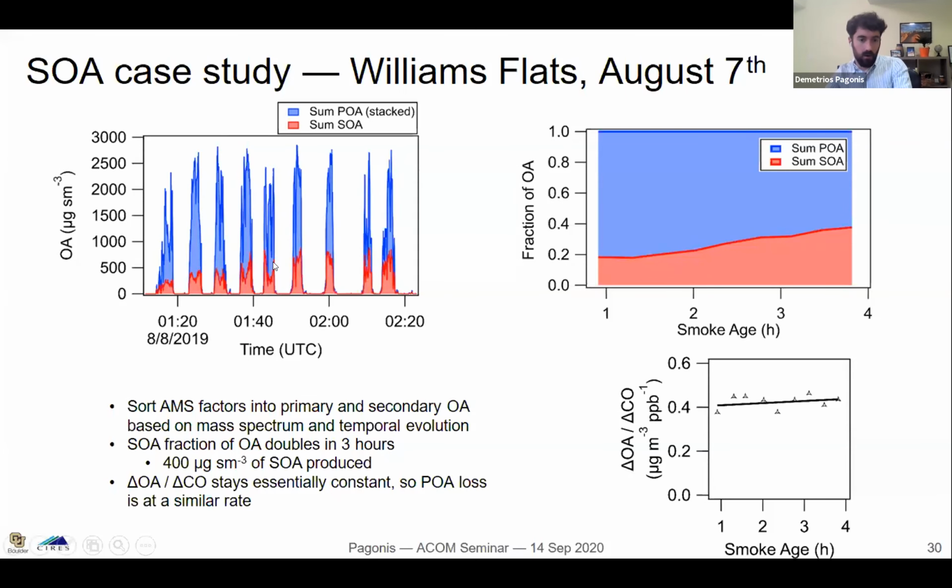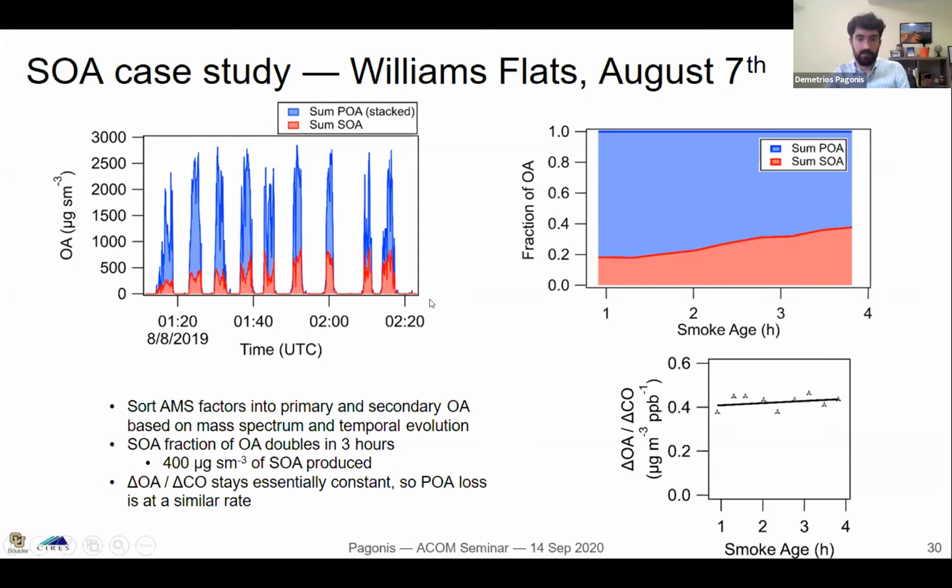So if we go ahead and we take all the various factors in the AMS spectrum, and we run through the type of reasoning that I was just showing you on the last slide in terms of downwind evolution and cross-plume evolution, we can sort them each as primary or secondary OA. And when we do that, we can see that the SOA fraction of the total OA doubles over the course of about 3 hours of aging. Right, and in that time, we're getting over 100 micrograms per cubic meter of OA production per hour. So very impressive turnover inside of this plume.